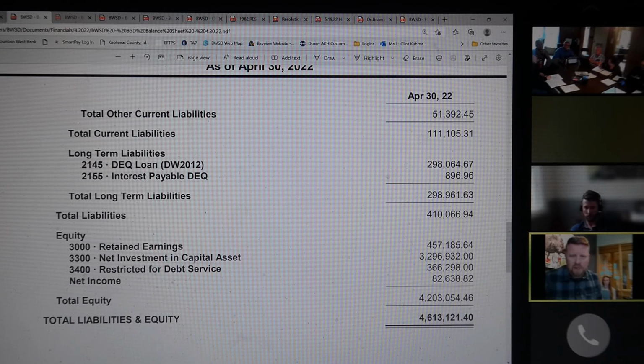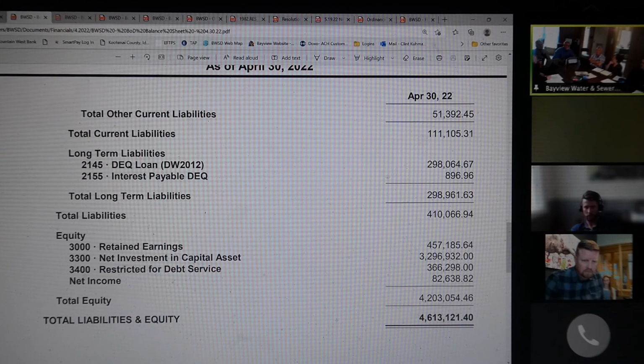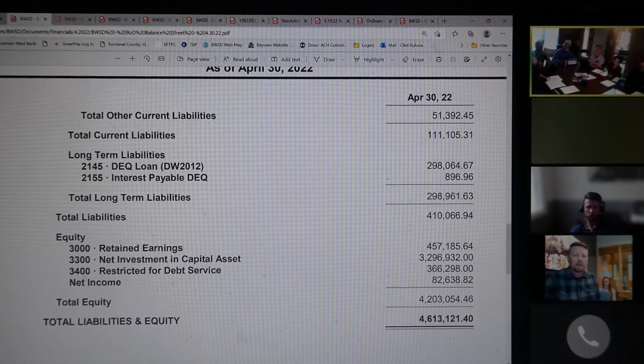Are there any other questions on the balance sheet? Does anybody have any questions? Well, I think we're good to see it simplified. Yeah.